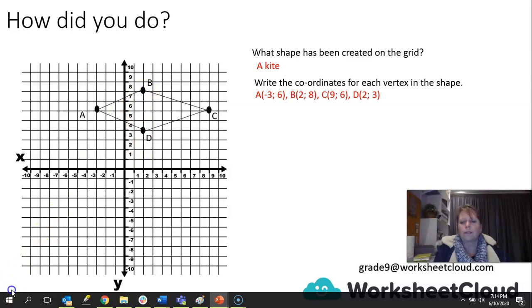Just hold on a minute. Guys, it is 2 and 8. C is 9 and 6. And D is 2 and 4. Okay, that should say 4. Let me just correct it. There we go. It's been corrected. So D is 2 and 4.